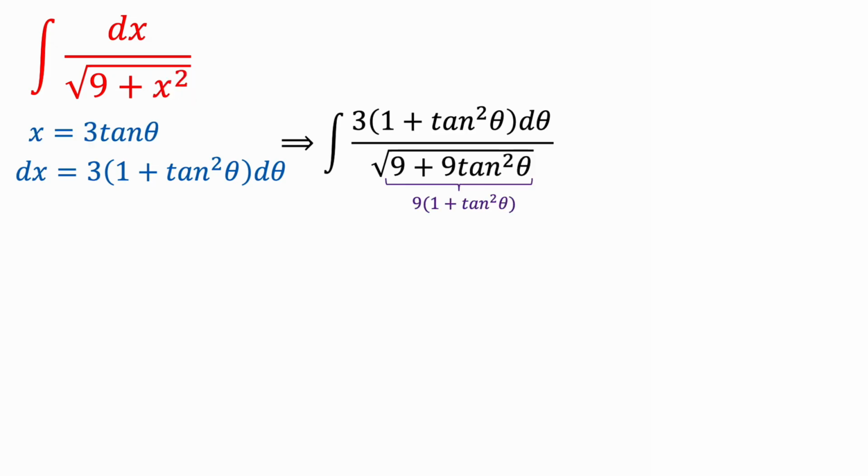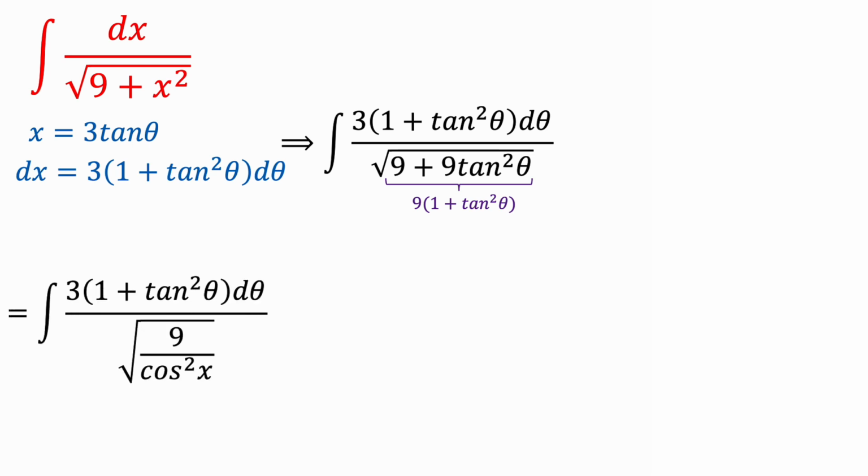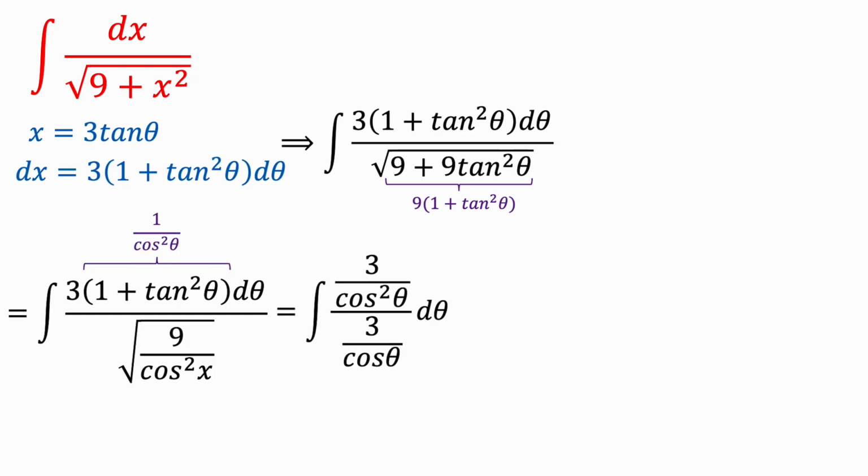Excellent. We'll factor out a 9 from under the radical. That becomes 9 times 1 plus tangent squared theta. 1 plus tangent squared theta, we've seen this quite often, haven't we? So what was 1 plus tangent squared theta? It would be 1 divided by cosine squared theta. So it then became 9 divided by cosine squared theta, all underneath the radical sign. Now what exactly comes out from underneath the radical? It's 3 divided by cosine theta.